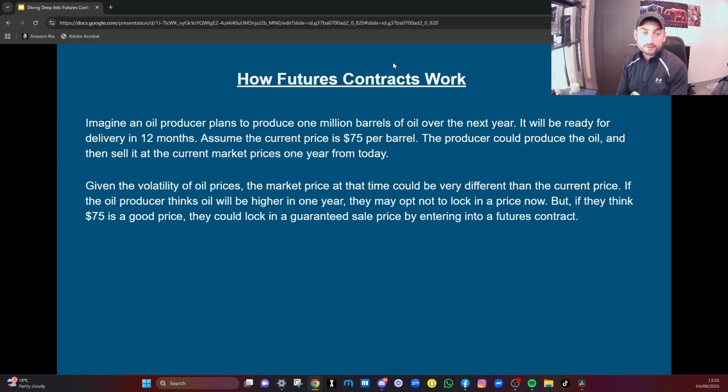1 year from today. Given the volatility of oil prices, the market price at the time could be very different. If the oil producer thinks that oil will be higher in 1 year, they may opt not to lock in a price now. But if they think $75 is a good price, they could lock in the guaranteed sale price by entering into a futures contract.